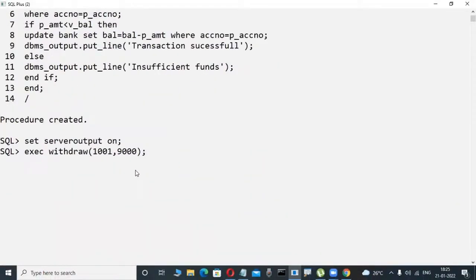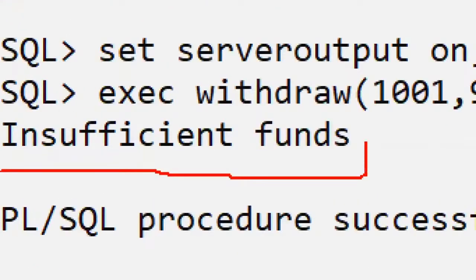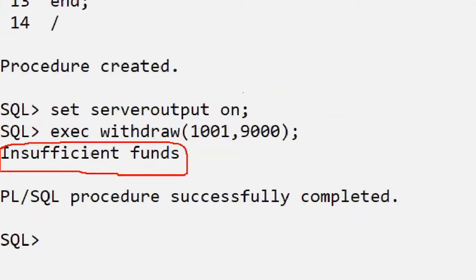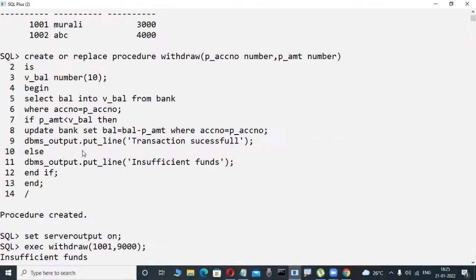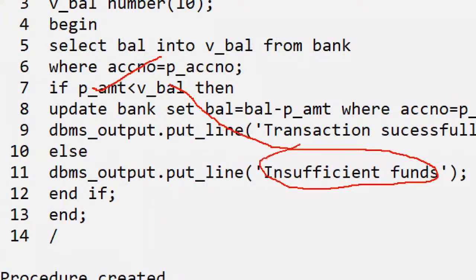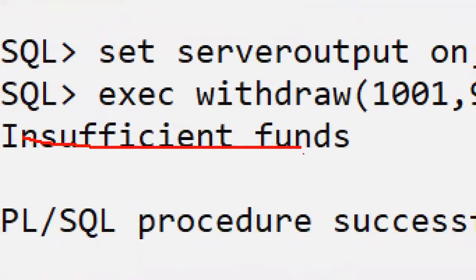Whenever I try to withdraw 9,000, is it possible? No. So now it will give the message: insufficient funds. It will display the message, or not? How is it possible? This coding is executed, whatever I'm writing is executed. Your amount is more than the available balance, that's why insufficient funds. Yes. Now suppose, for example, observe the logic here. The insufficient funds message will be displayed.